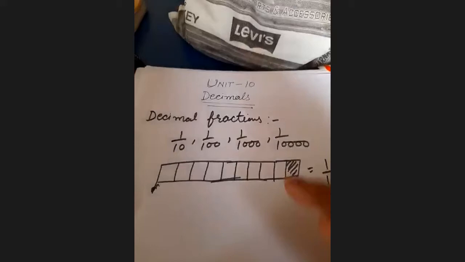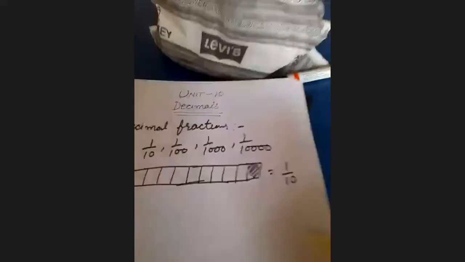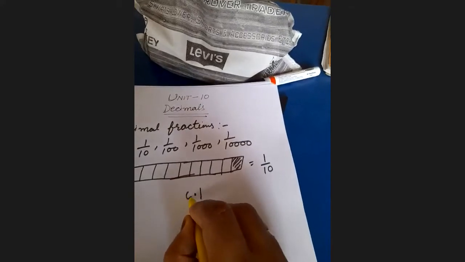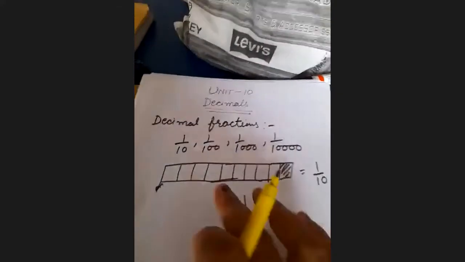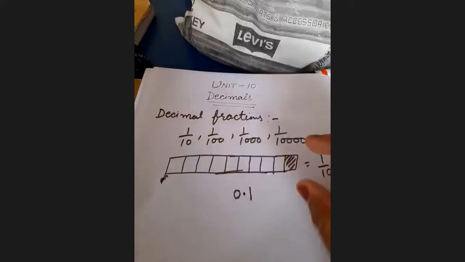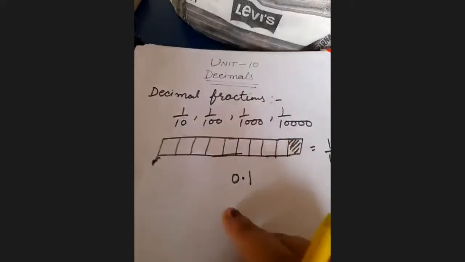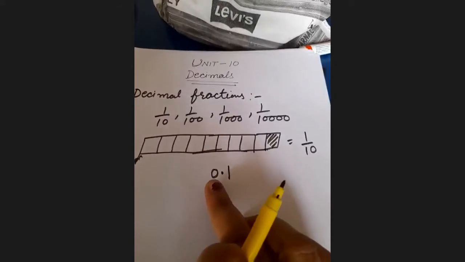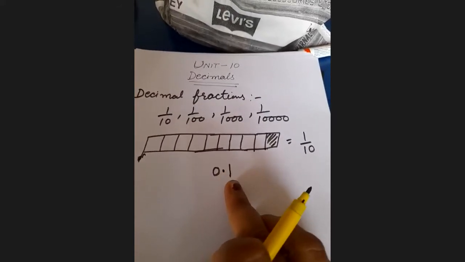As you see, in the denominator we have only one 0. So we'll write 1.0. We'll write this number in the form of decimal numbers. So we'll write 0.1. So 0.1, this is a decimal number.